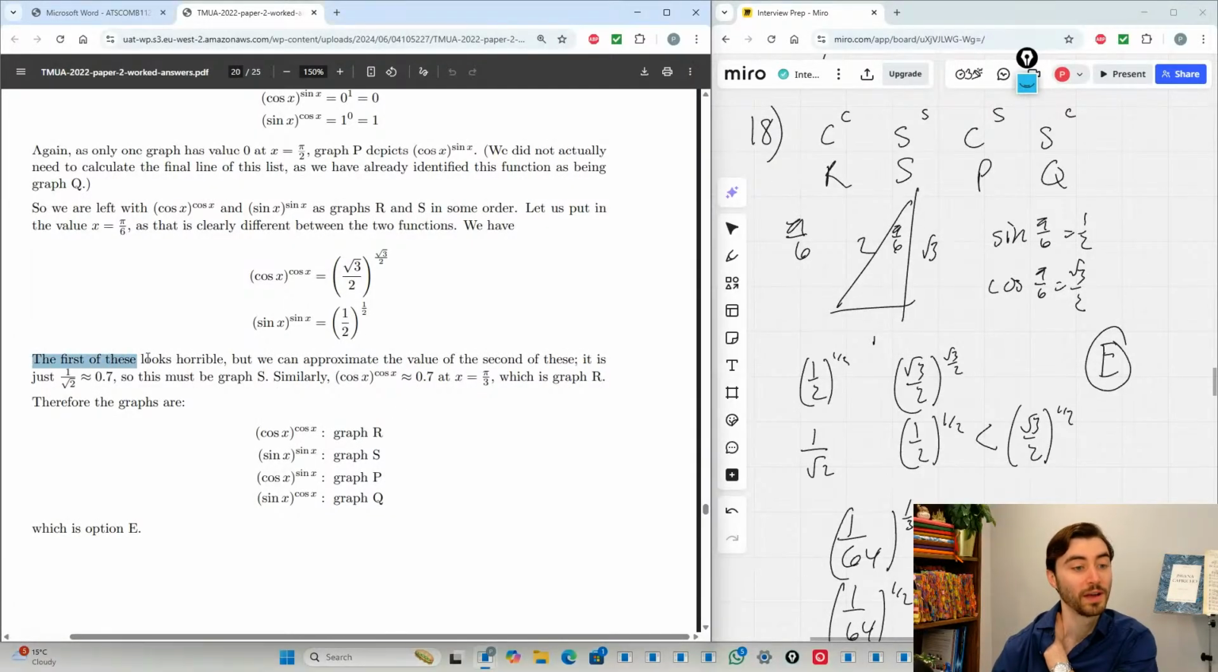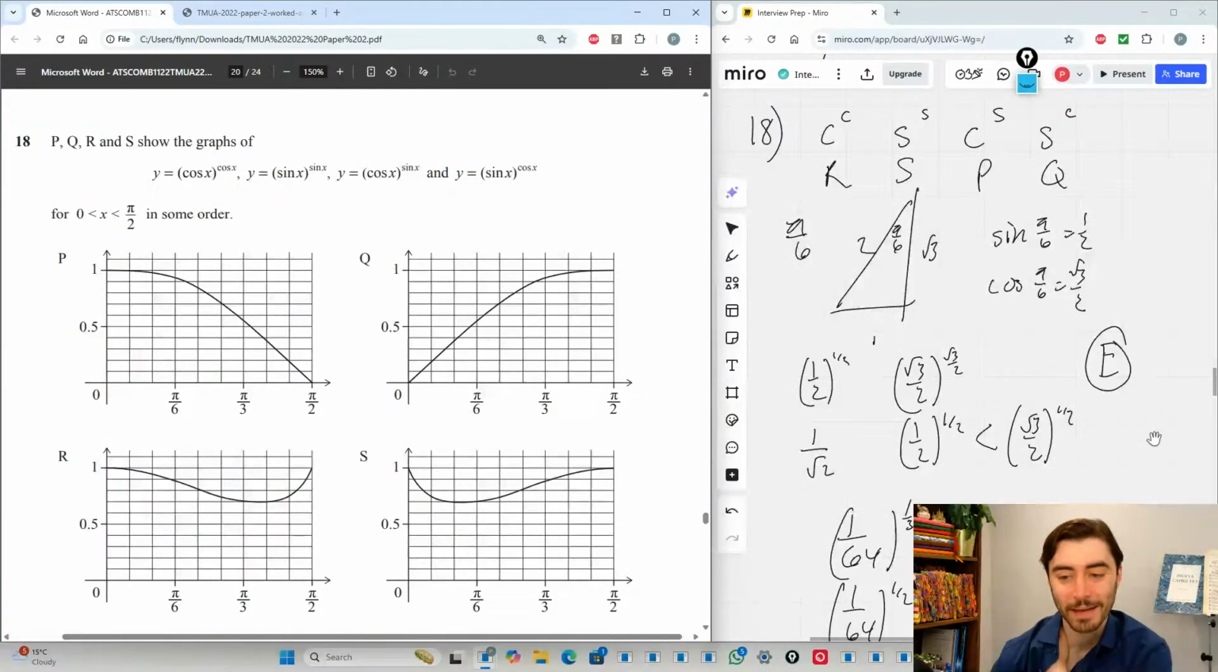Yeah, the first of these looks horrible. I quite agree. But we can approximate the value of the second, which is just 1 over root 2. Oh, God damn it. So 1 over root 2, yeah, I should have clocked that. So on one of them, we have the point. So the way I ended up arguing this, I didn't differentiate them explicitly, but I did sort of get a loose feel for it.